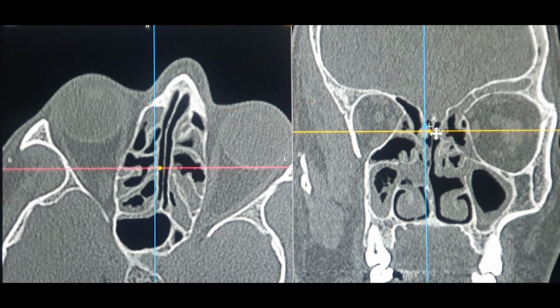So the farther it is from the septum, the more it is categorized as C or D. The nearer to the septum, the more it will be classified as A or B. So that's the simple basic phenomenon of the Parsons ridge, which is really helpful for opening up the sphenoid sinus ostia. So that's the basic thing about that.